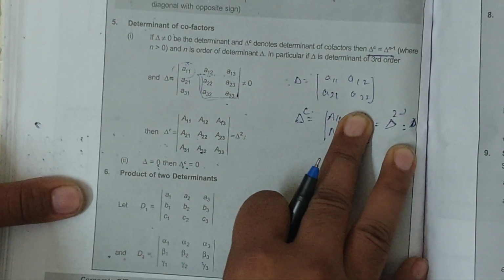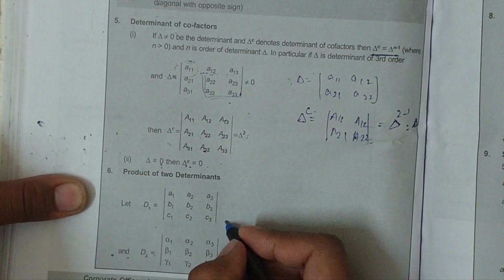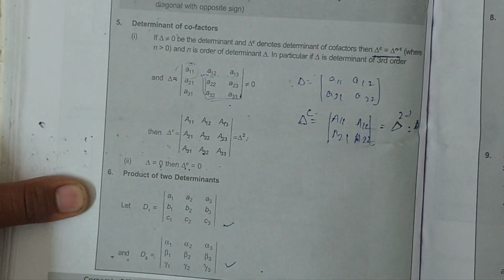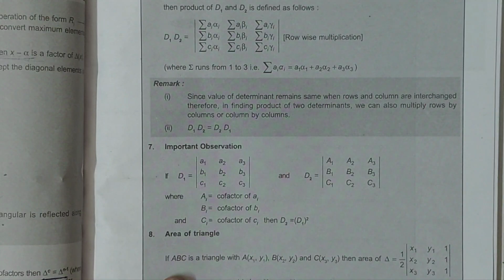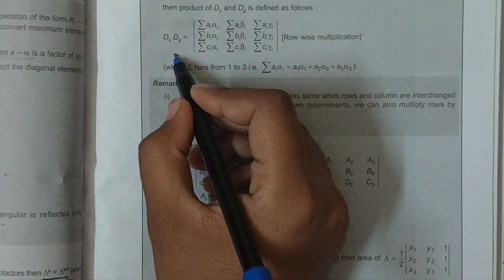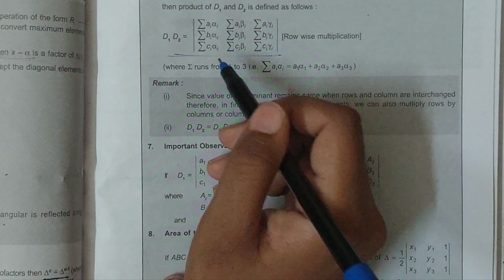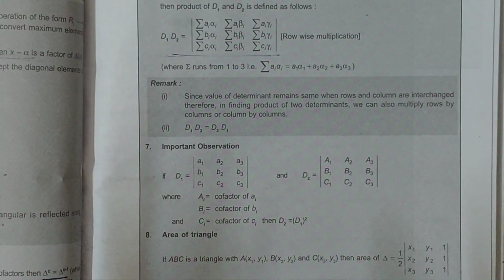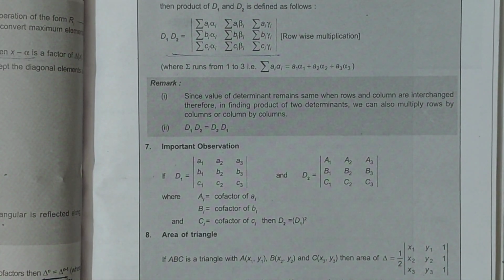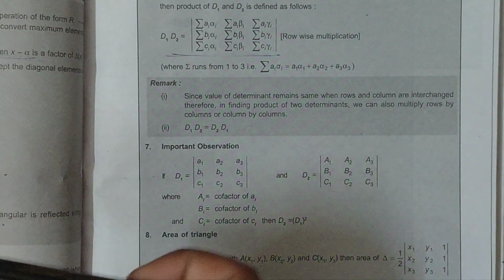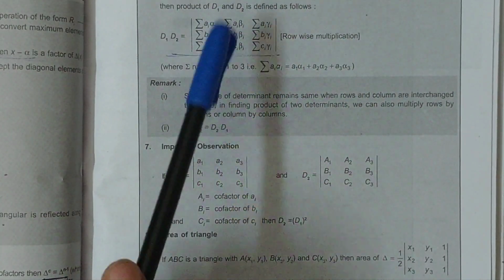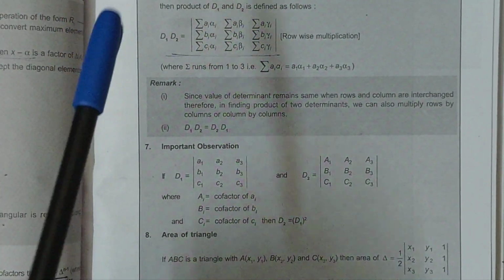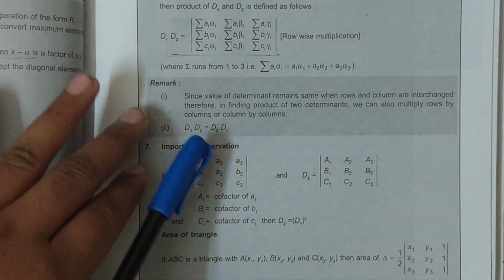Now we are studying the product of two determinants. Suppose this is the first determinant, this is the second determinant. Then the product of d1 and d2 is found by using this formula. You just have to multiply, the same as I told you in the matrix. It's the same, nothing different. I hope you have gone through the matrix chapter also. I already told you how to do the multiplication. Like you are doing row-wise multiplication. I told you about the row-wise multiplication in the matrix chapter also. Just go through that revision video.